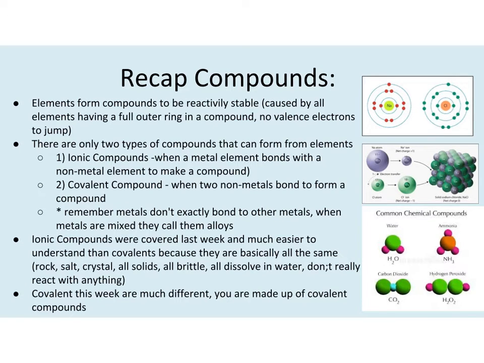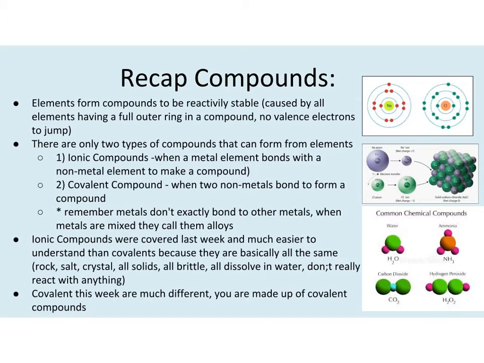Now, the other type of compound you can make is called a covalent. That's when you take two non-metals and bond them to form a compound. And that's what we're going to be talking about today. Now, there is another type that's not really a compound. That's when you take two metals and put them together. But it's not really bonding, and we call them alloys, but they're not compounds. There really only are two compounds, ionic and covalent.